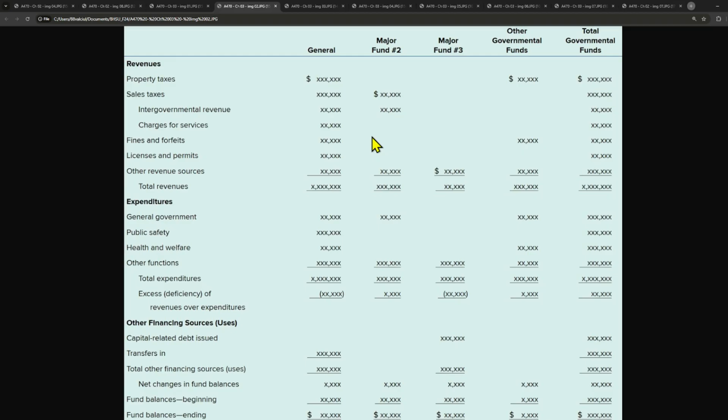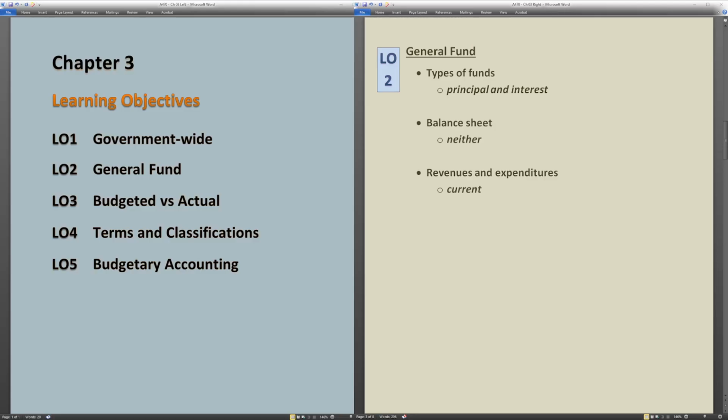So long-term assets do not provide current resources, and therefore they're not covered. And long-term liabilities do not consume current resources, and they're not reported under modified accrual either. And that is one of the other items here. That's the neither.